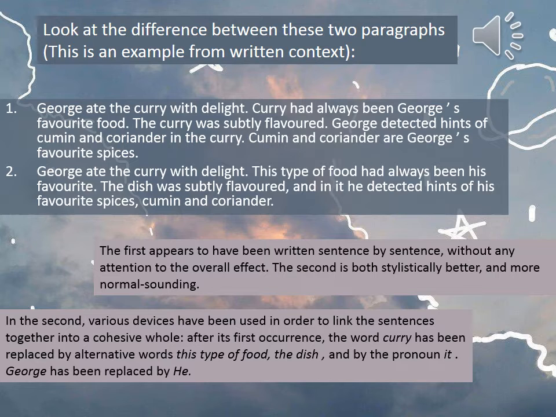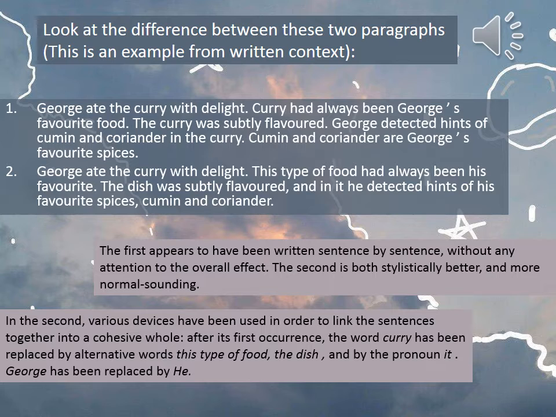The second paragraph: George ate the curry with delight. This type of food had always been his favorite. The dish was subtly flavored, and in it he detected hints of his favorite spices, cumin and coriander. These two paragraphs have the same content, but there are some differences. The first paragraph appears to have been written sentence by sentence, without any attention to the overall effect. The second one is both stylistically better and more normal sounding.